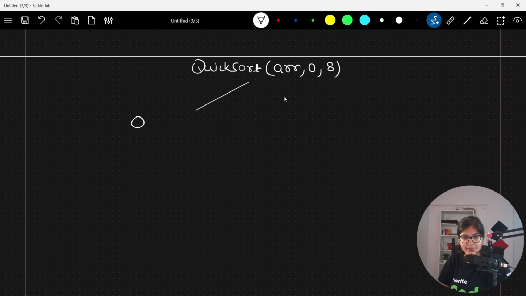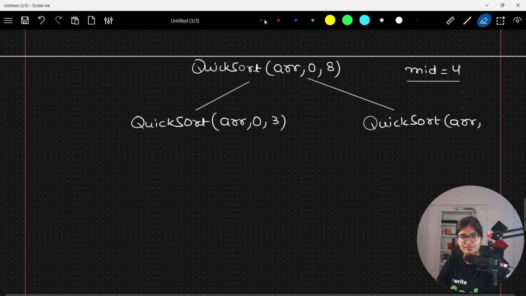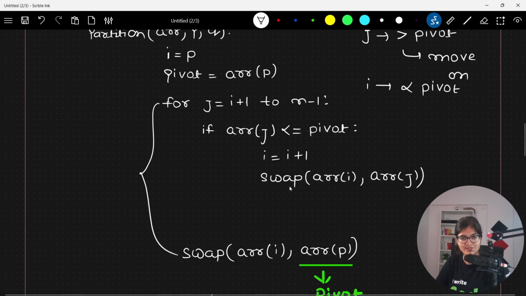So you will call, because the value of M, or the mid, you are getting as 4 by applying the partitioning algorithm in the first iteration. What will happen? Quicksort from R 0 to 3 will be applicable here. And on the right side you will call quicksort of R from 5, which will be M plus 1, to 8. Now again you will try to solve this left side from 0 to 3.